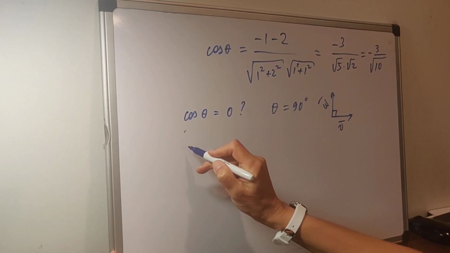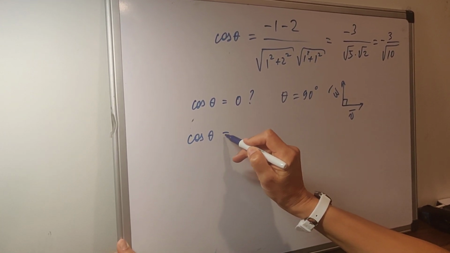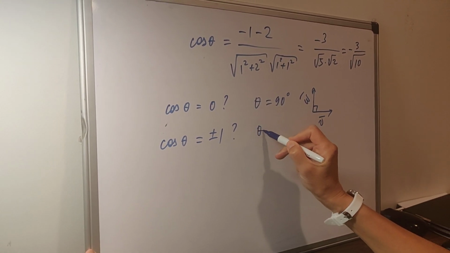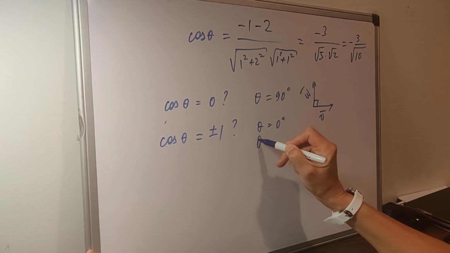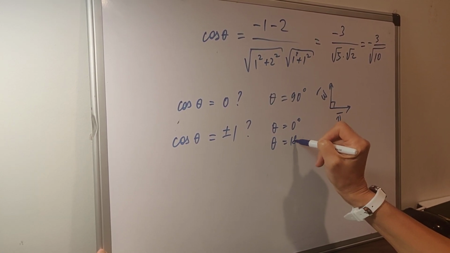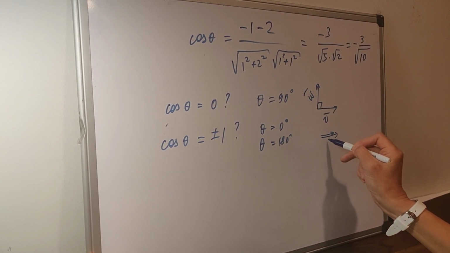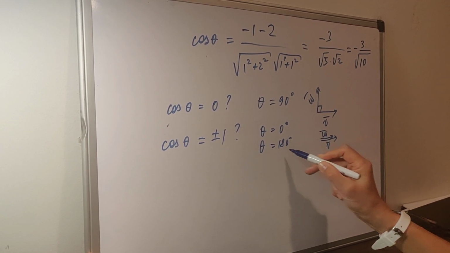Okay? Another option for cosine is to be equal to plus or minus 1. What is going to happen? We know that plus 1 happens at theta equals 0 and minus 1 happens at theta equals 180 degrees. How are the vectors going to look? Well, if it's 0, it means that they're exactly parallel.